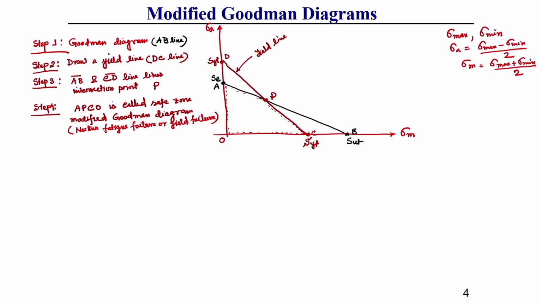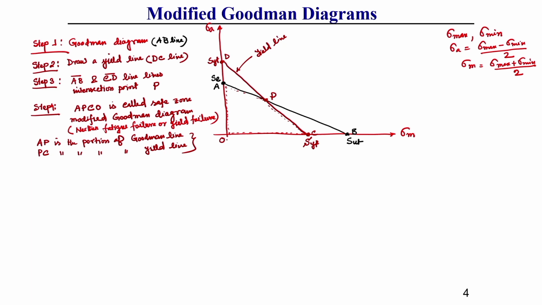Here you should note that AP is the portion of the Goodman line, and PC is the portion of the yield line. This you should note down.